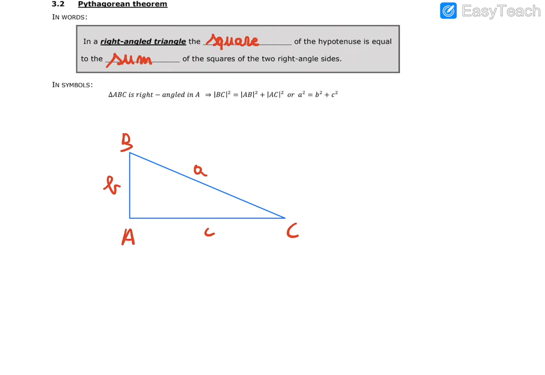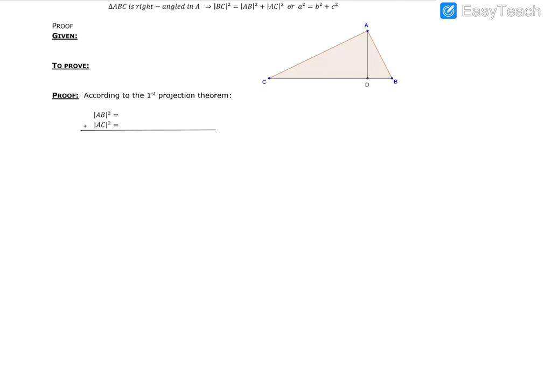So never start learning this by heart. Learn this because this is always true. You have to be able to apply this on any triangle. The proof. Well, the proof is very easy.